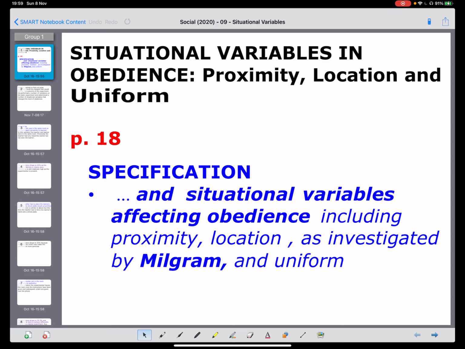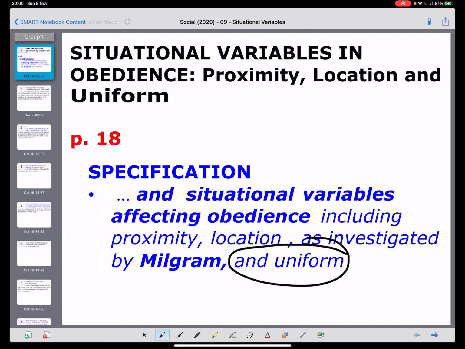Hello, this is Mr. Ferreira, and I'm going to be talking you through the situational variables in obedience. We see from the specification that they ask us to look at three variables of proximity, location, and uniform, but there's been a change in the last 2 years of the specification that says that we look at proximity and location as investigated by Milgram, and then it says and uniform over there.